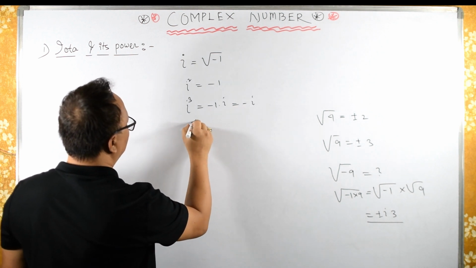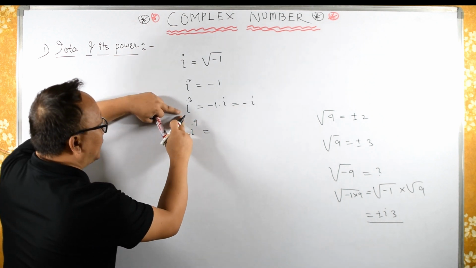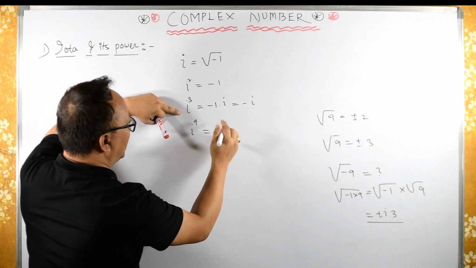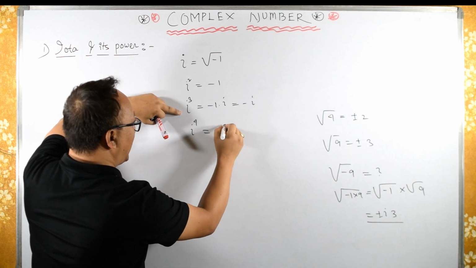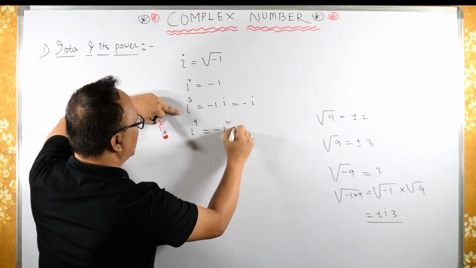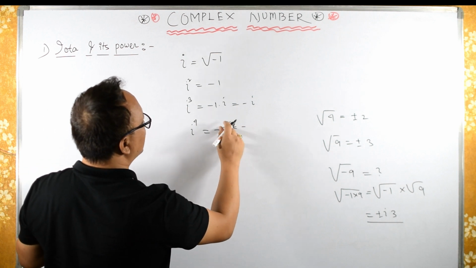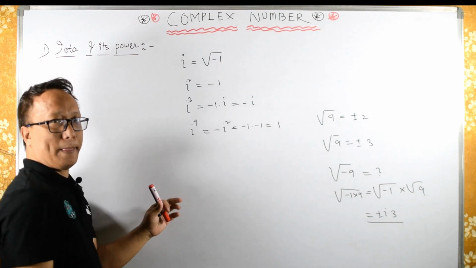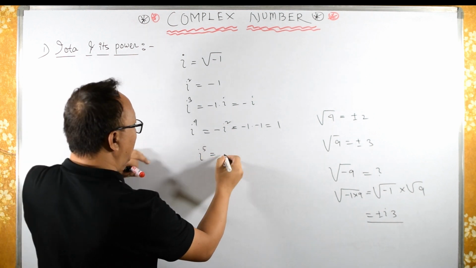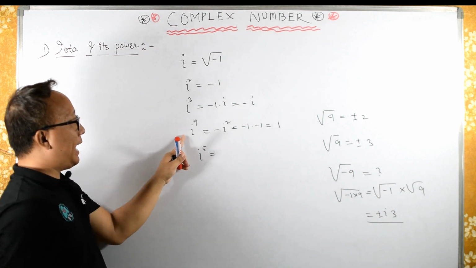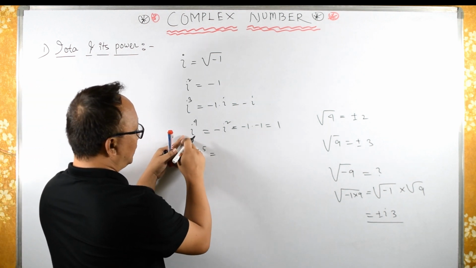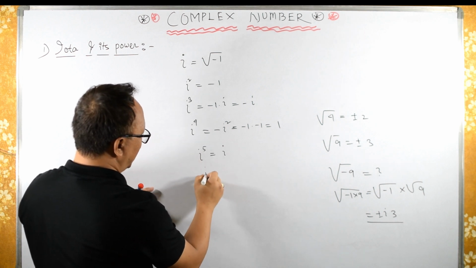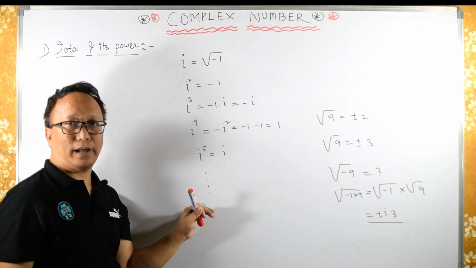And what about i to the 4? Now multiply by i on both sides. On the left hand side it becomes i to the 4. Over here what will I get? Minus i into i means minus i squared, which is minus of minus 1, that is 1. What about i to the 5? If I multiply by i on both sides, on the left hand side I have i to the 5, and here I will get i. Similarly, you can find as many values of i as you want.